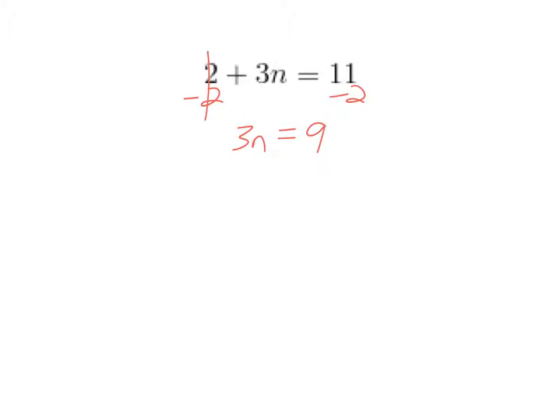Now I've got 3 times n equals 9. I have to undo this multiplication, and I can do that by division. So I'm going to divide by 3 on the left. I have to divide by 3 on the right as well. The 3's cancel out, leaving just n on the left. 9 divided by 3 gives me 3. So my answer is n equals 3.